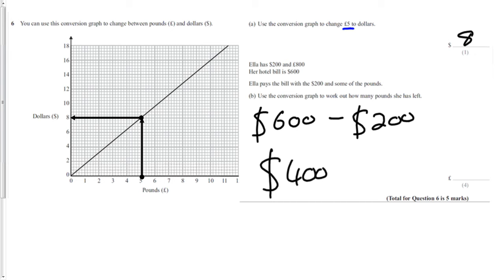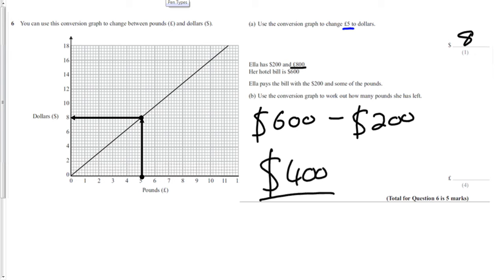Now, you haven't got any dollars now, you've got £800. So what you're going to need to do is change up some of your £800. So I need to know what £800 is. So I could go up here, £800, and then read across. That's going to be quite tricky. Alternatively, what you could do is work out how much $400 is.